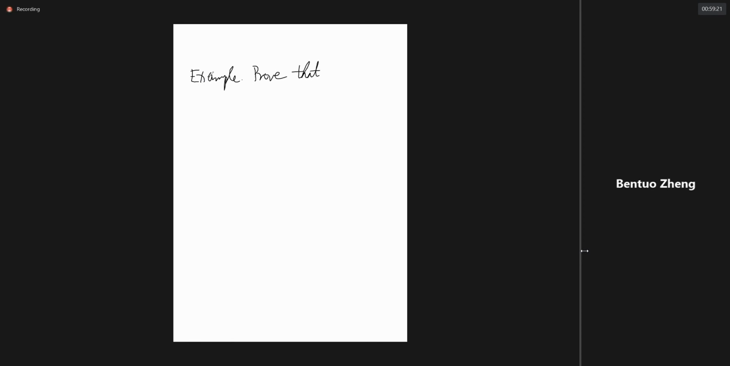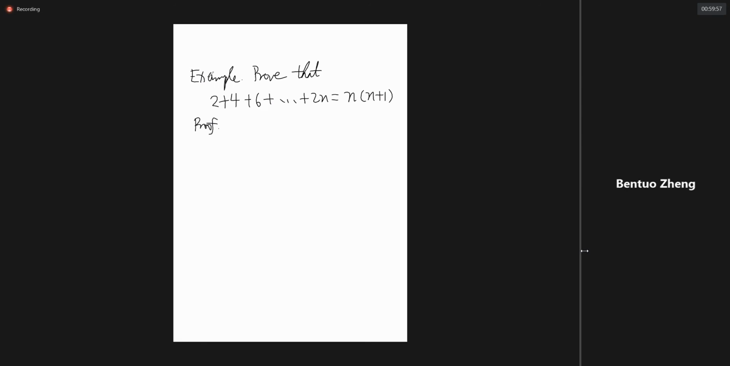Prove that 2 plus 4 plus 6 plus up to 2n is equal to n times n plus 1. So again, for such a statement, this is about the statement of natural numbers. The most commonly used method is mathematical induction. So let's prove it.